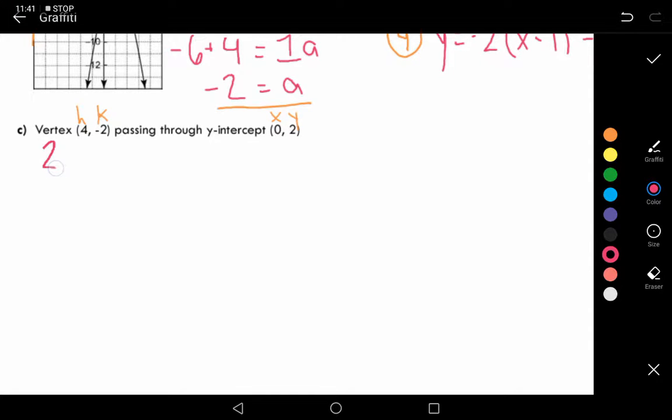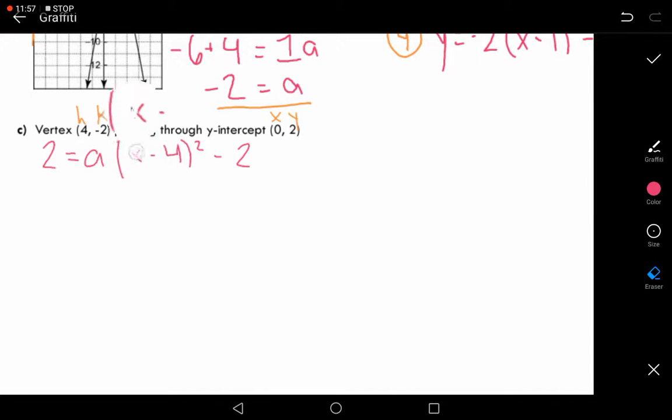So y is 2. So 2 equals, remember you have to have that a in there because that's what you're going to be solving for. (x minus 4), again, that has to be that opposite sign, minus 2. Whoops, and I forgot to sub in for x. So we know x, right? We can't solve unless we only have one variable. And x in this case was 0. There we go. So now we just have that single variable, and that's what we're going for, right? Because we can't solve for something if we have multiple variables.